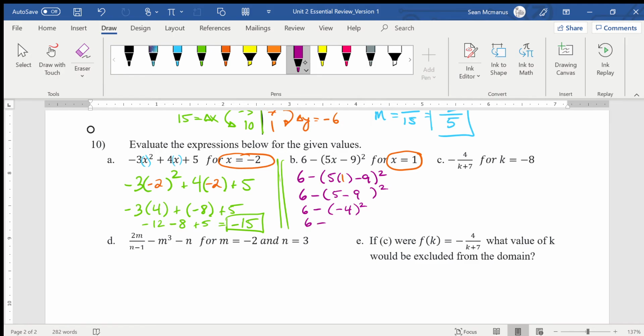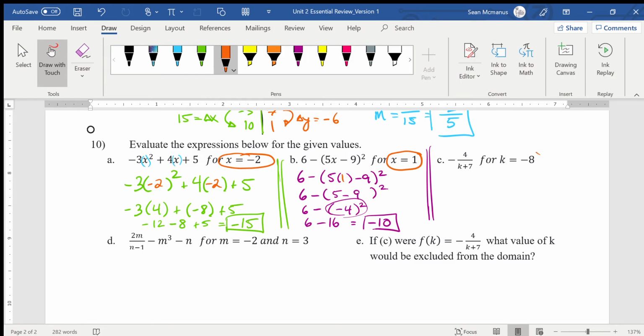Negative 4 squared, right? Exponents come next, so I have to do this whole part here first. Negative 4 times negative 4 is positive 16. And 6 minus 16 is negative 10. All right, we're almost there.